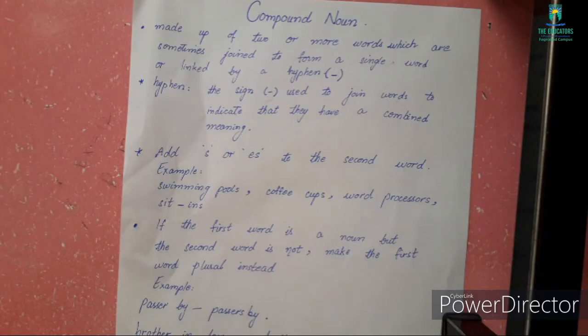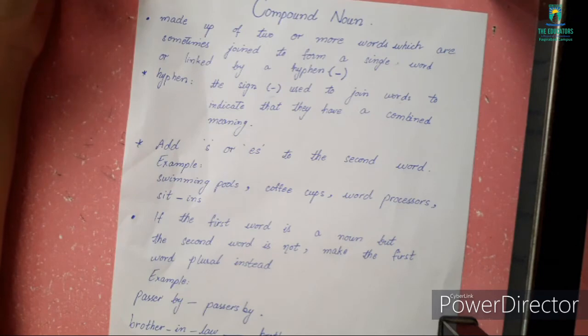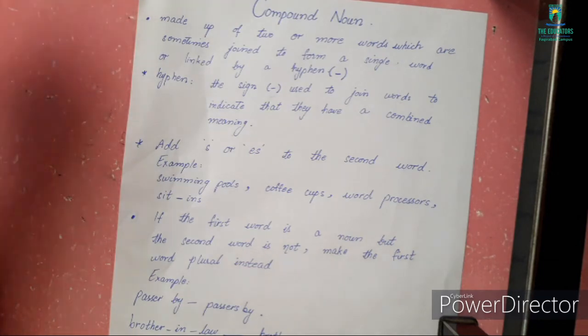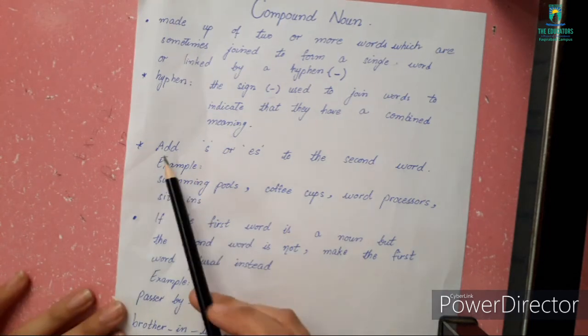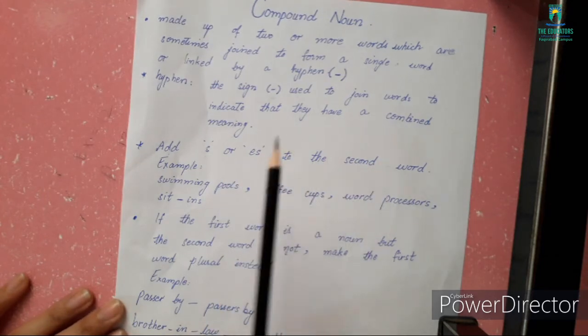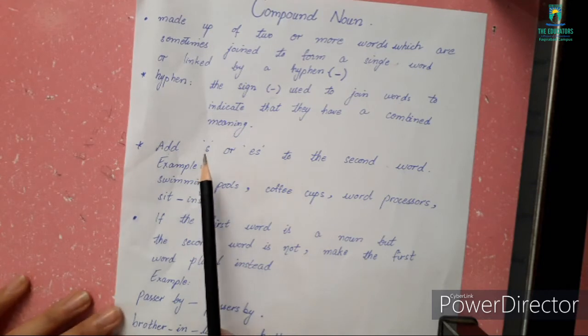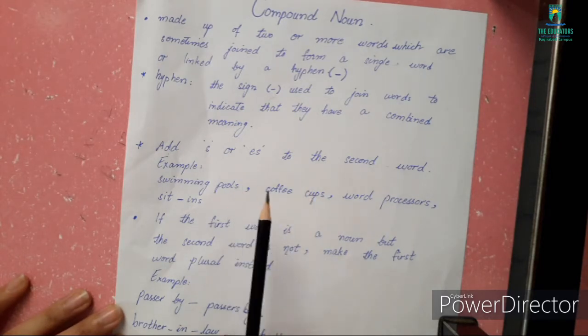Now the main thing is how can we convert a compound noun into a plural noun? Today we are going to study that. Add s or es to the second word. The first thing is you have to add s or es to the second word if the second word is a noun. Okay, if the second word is a noun, you have to add s or es.